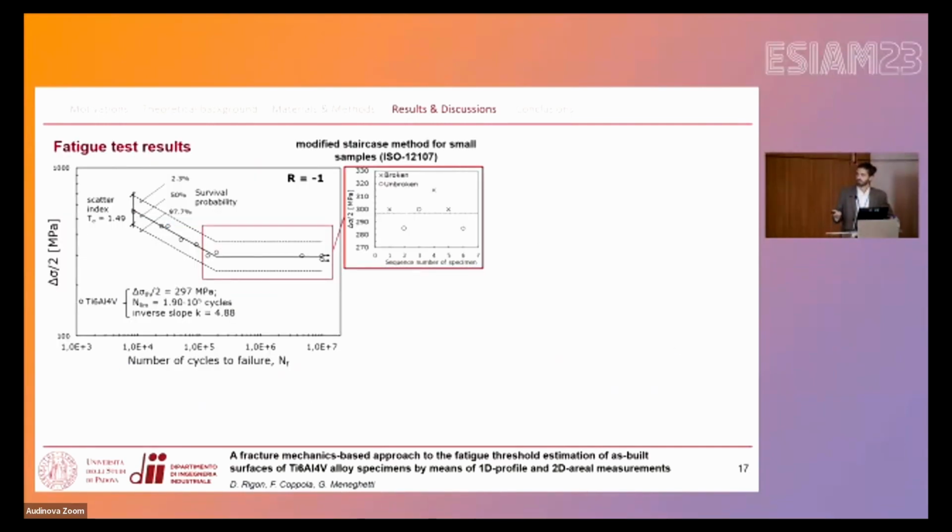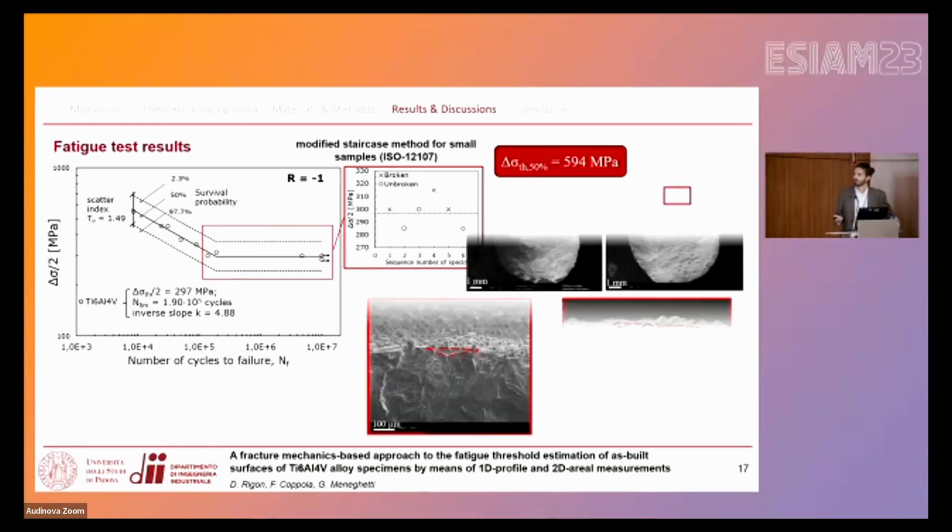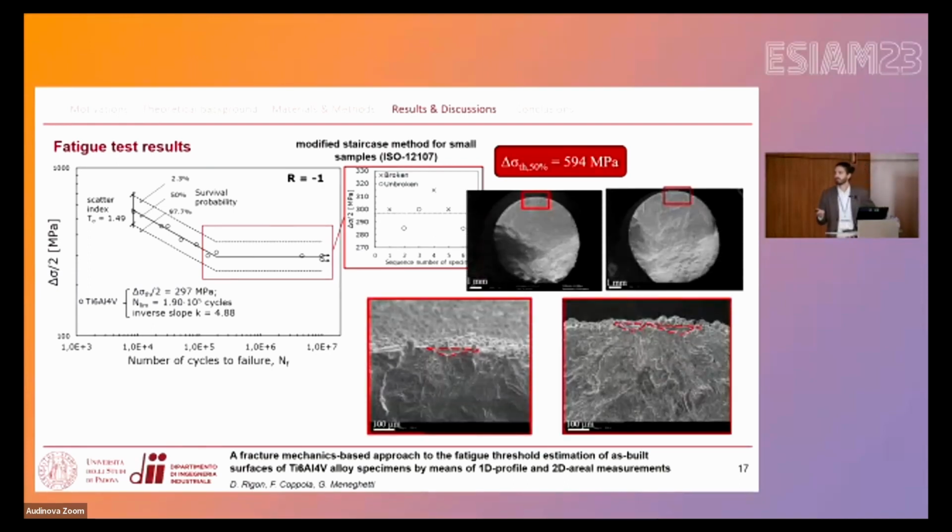Here we have the result of the experimental fatigue limits. The fatigue limit in terms of stress range was 594. And what we observed in the high cycle fatigue regime is reported here in the fracture surfaces. In particular, the fracture starts just from a single point that is highlighted in these two pictures. And we don't observe any porosity or subsurface defects, so we are pretty confident that the cause of the failure was the pit on the surface.